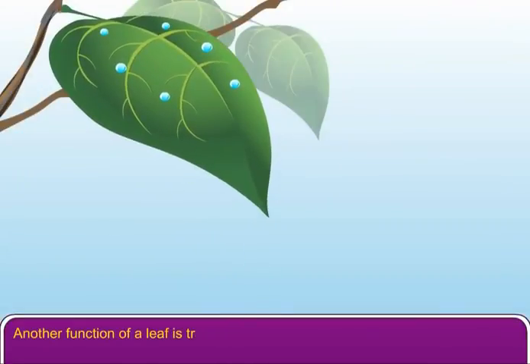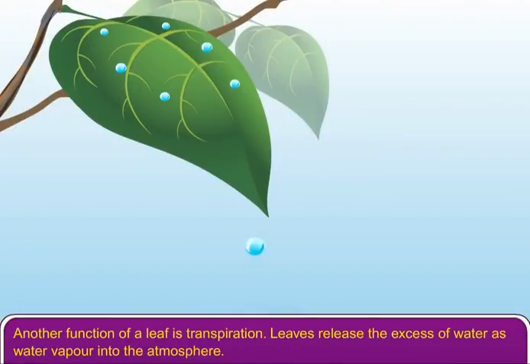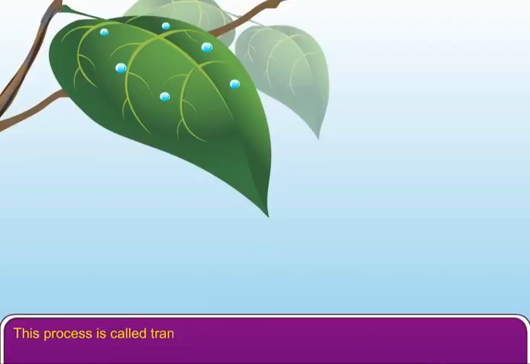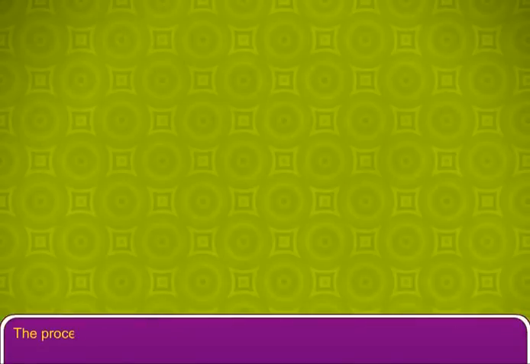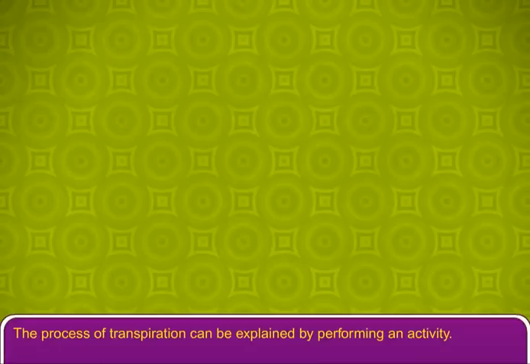Another function of a leaf is transpiration. Leaves release the excess of water as water vapor into the atmosphere. This process is called transpiration. The process of transpiration takes place through stomata. The process of transpiration can be explained by performing an activity.